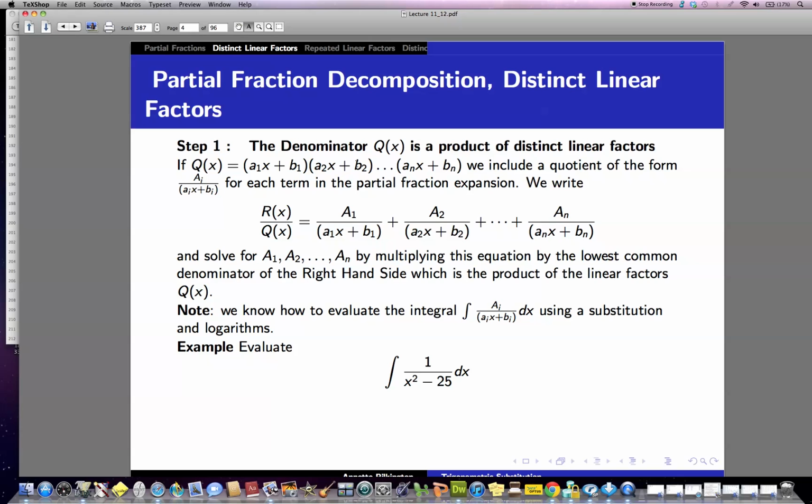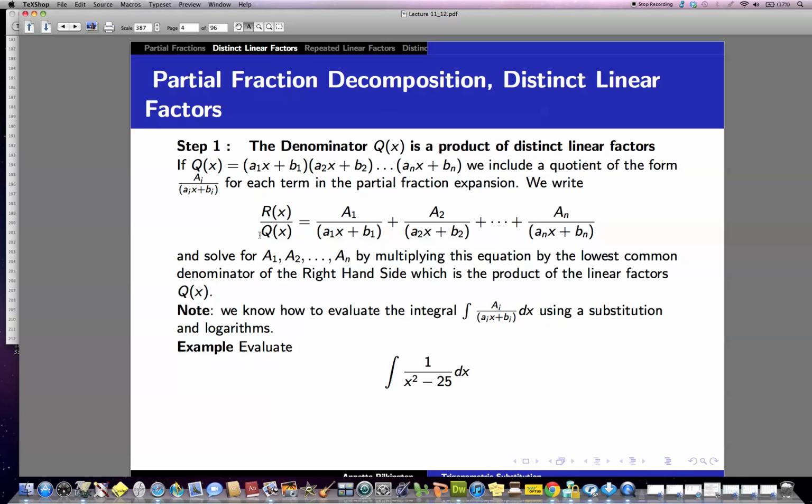The simplest case is when the denominator of our rational function, q of x, can be written as a product of linear factors which are all distinct. In this case, to create the partial fractions decomposition of r of x over q of x, we include one term for every factor of q of x. We write r of x over q of x equals some constant over the first factor plus another constant over the second factor, plus etc., plus a constant over the last factor. Of course we know everything in this equation except for these n constants, a1 through an, and we can solve for those.